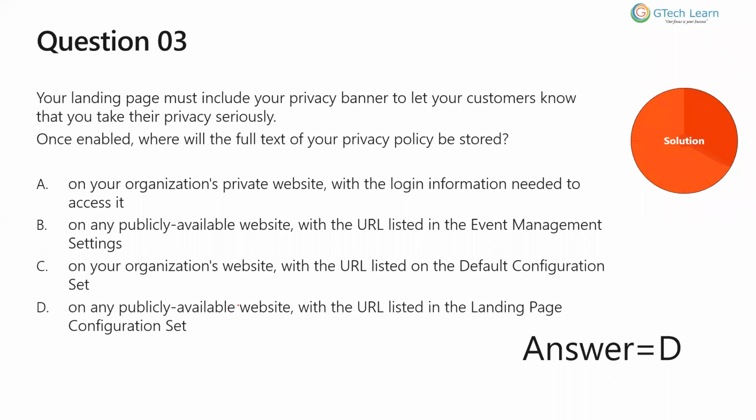Okay, so the correct answer for that situation is option D. However, option C can also be a kind of correct answer, but it is applicable when we are working on a custom build, where we are not using the marketing app and are doing it on our organization's own applications and websites. In that situation, we list our privacy policy in the default configuration set. But because we are creating a landing page from the marketing app, we need to create a publicly available website, and the specific URL needs to be inserted in the landing page. That is why option D is the right answer.